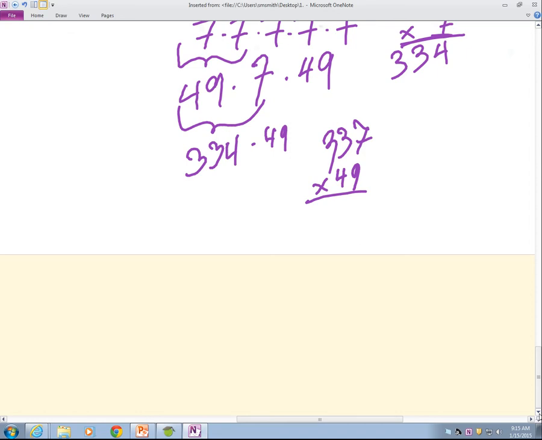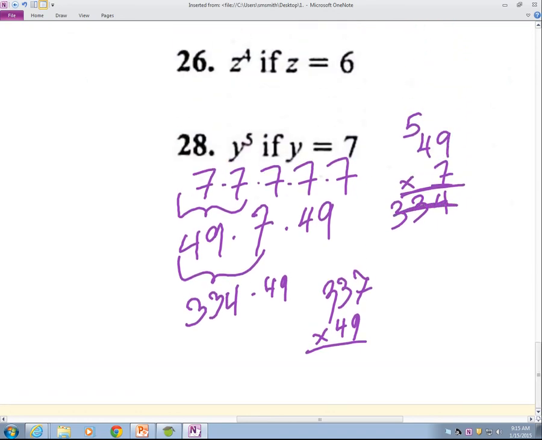Then 343 times 7. 7 times 9, that's 54. No, I messed that up. Darn it. I need to focus.